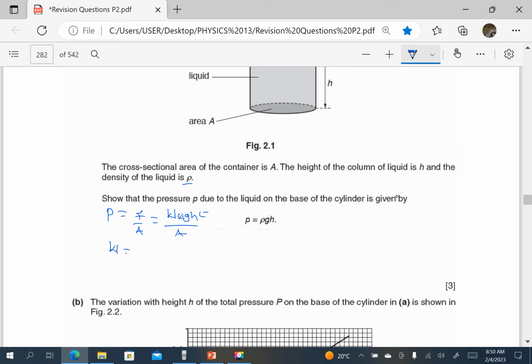So the weight is going to be mg, which mass is density times volume, then times g. The volume is equal to the cross-sectional area times the height h. So it means the pressure is going to be the force, which is density, times the cross-sectional area times h times g, then divide by the area A. So we notice that A cancels, so pressure is equal to density times g times h.